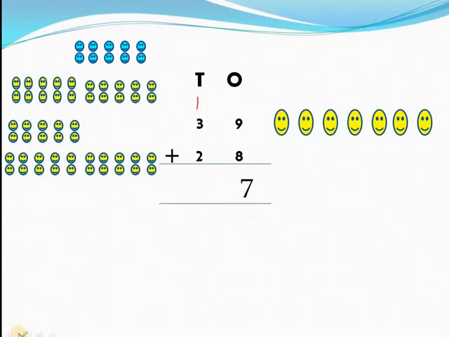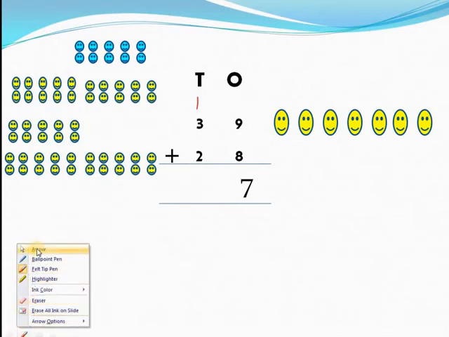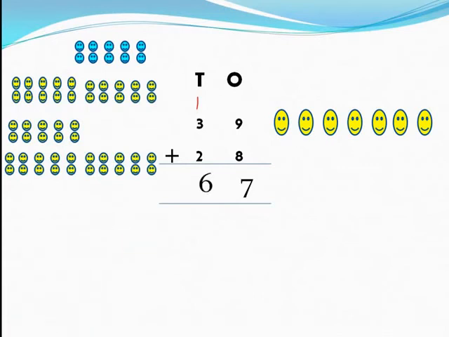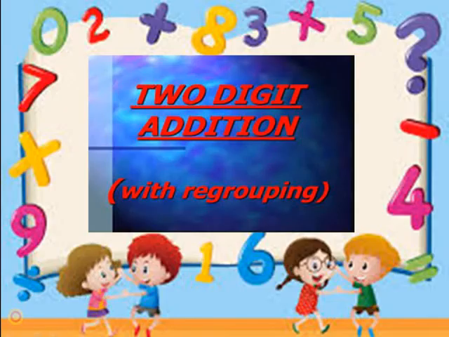So your answer for tens place is 6. And even if you count here the total groups of tens, they are 6. 1, 2, 3, 4, 5 and 6. So it has to match.